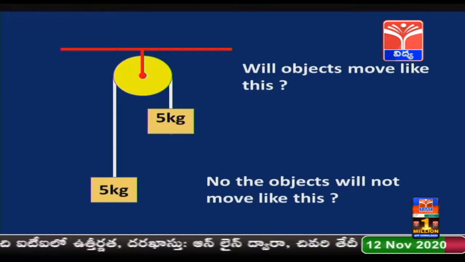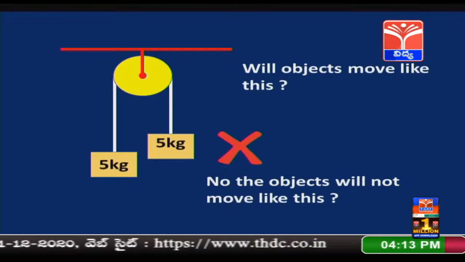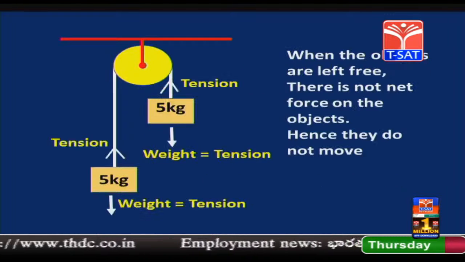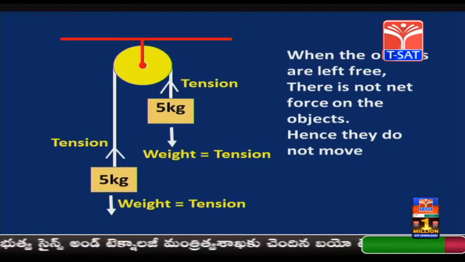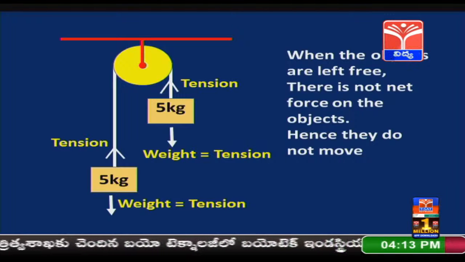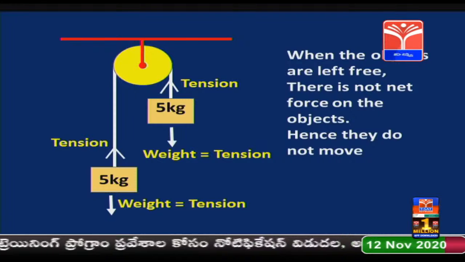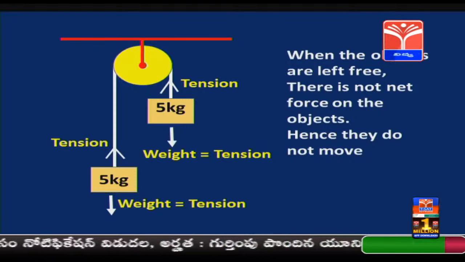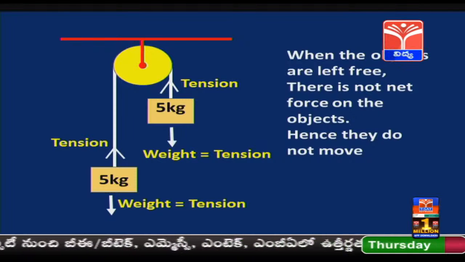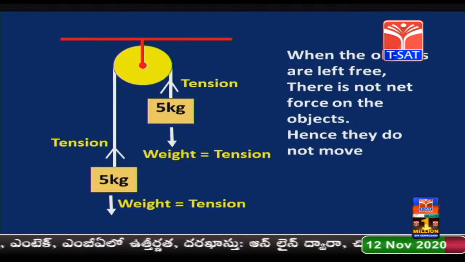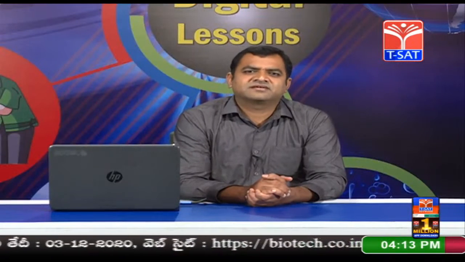Option: will the objects move like this? No, the objects will not move like this, because objects are suspended. There are 2 forces acting on each object. One is the tension from the rope, second is the weight. When the objects are at rest, the tension and weight are equal because both objects are equal. So, when the objects are left free, there is no net force acting on the objects, hence they do not move.